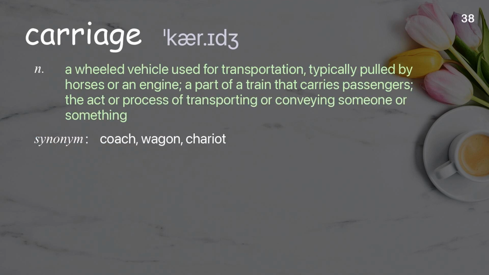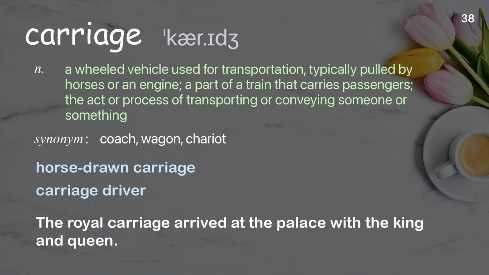Carriage. A wheeled vehicle used for transportation, typically pulled by horses or an engine, a part of a train that carries passengers, the act or process of transporting or conveying someone or something. Examples: Horse-drawn carriage. Carriage driver. The royal carriage arrived at the palace with the king and queen.